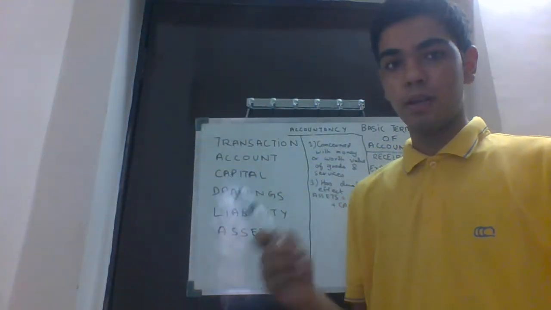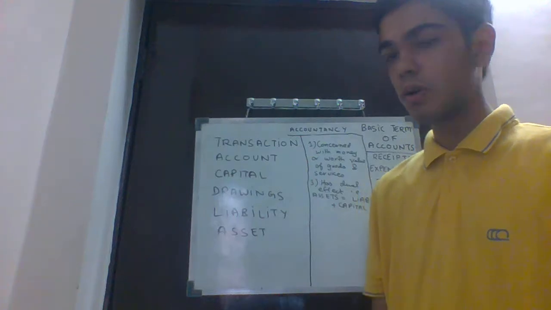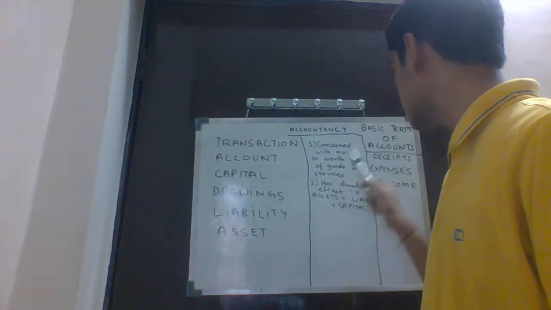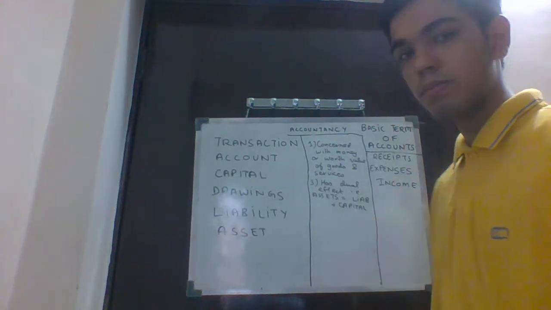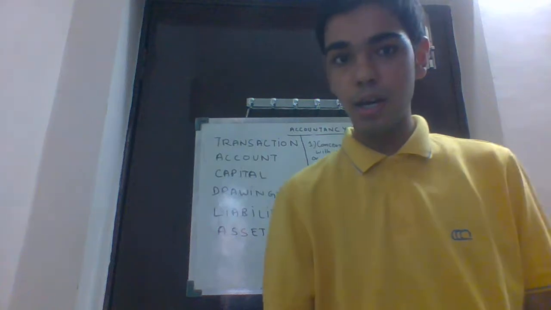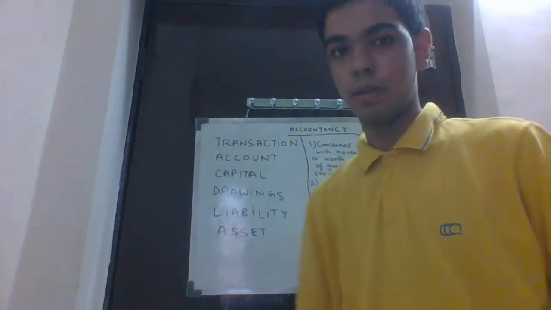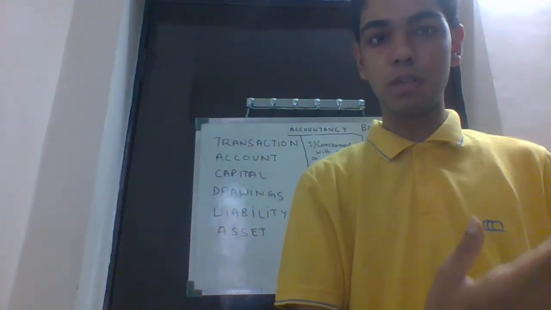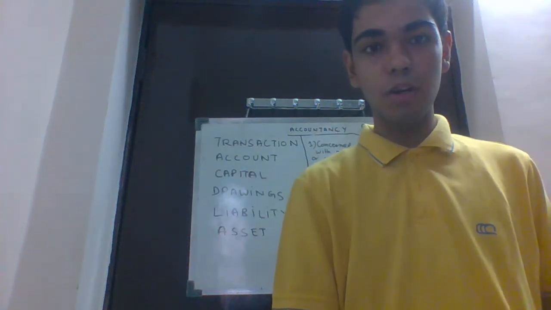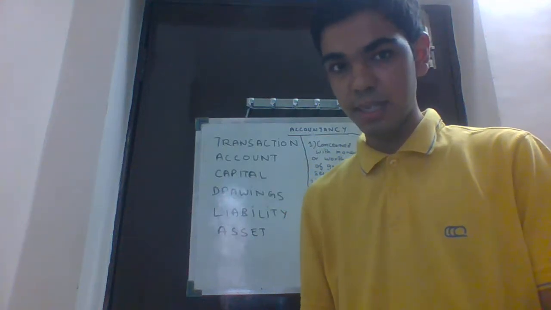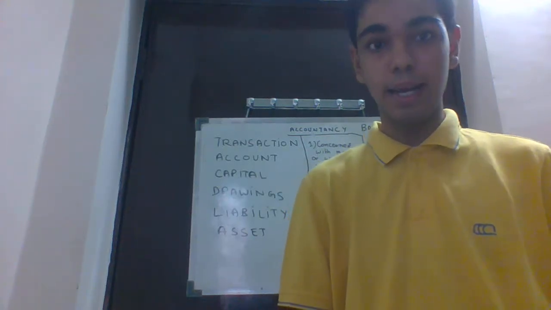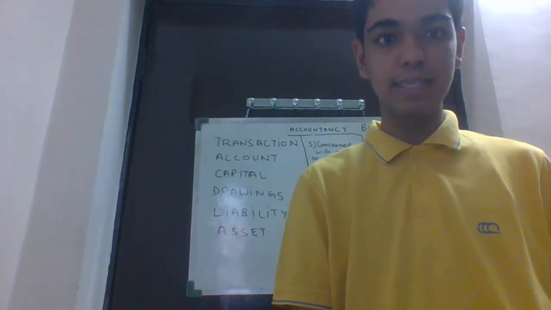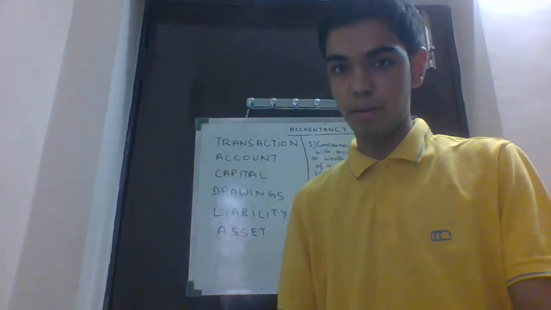The first nine terms which will be explained to you in this video are transaction, account, capital, drawings, liability, asset, receipts, expenses, and income, respectively. Now, what is transaction? Transaction is the one which involves exchange of goods and services, concerned with money or money's worth value of goods and services, at least involves two parties, and has a direct effect on both sides of the accountancy equation, that is assets is equal to liabilities plus capital.